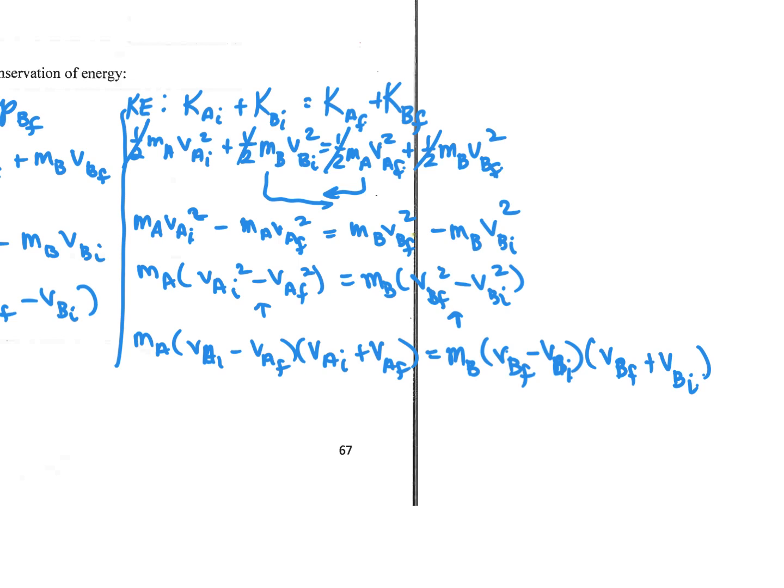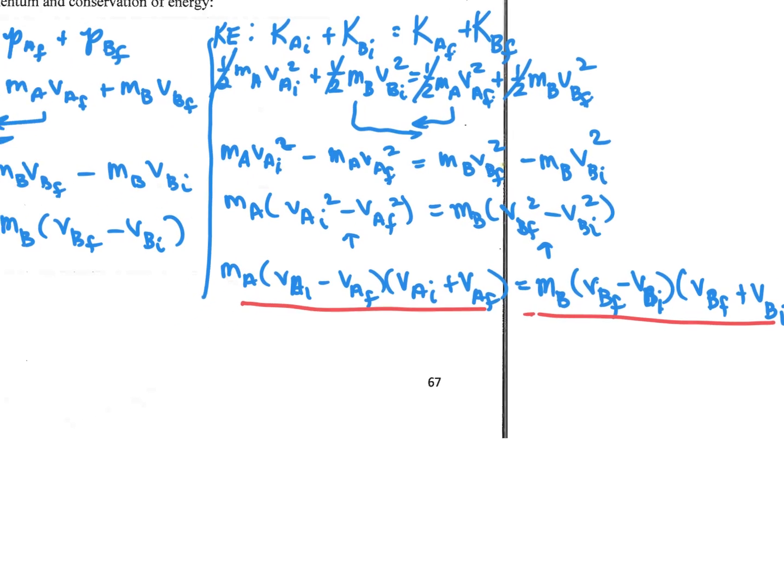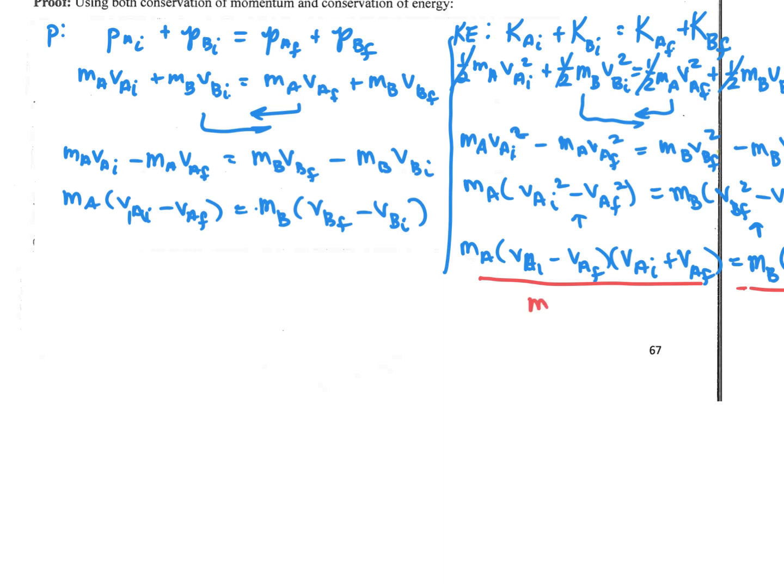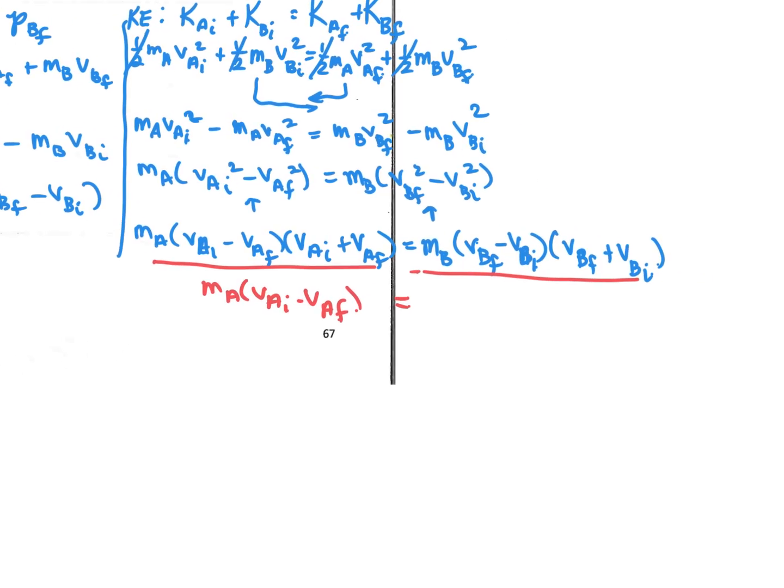Now we're going to combine these two equations. In other words, we are going to divide one equation by the other. So I am simply going to take this whole thing and divide it by the other, which was what? If you remember, and I guess you can see where this is going. So we are going to divide by M sub A, V sub A initial minus V sub A final equals, and divide this side by M sub B, V sub B final minus V sub B initial.